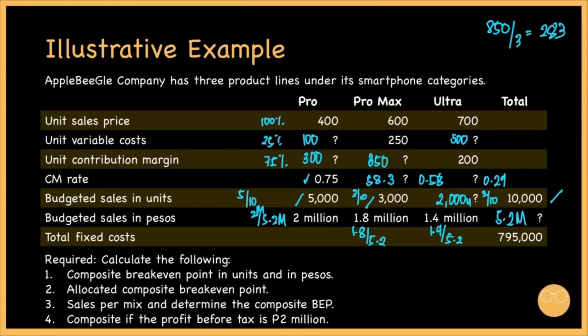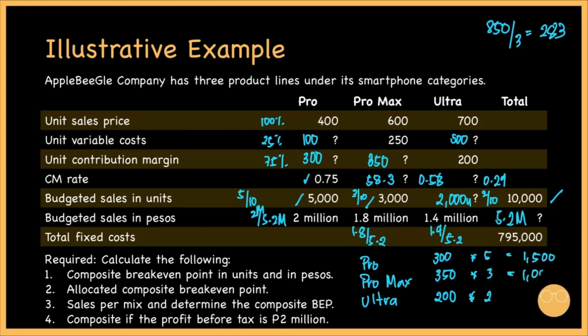Now let's have requirement number three. We have to determine first the composite break-even point. And for us to do this, we have to get first the composite unit contribution margin. The unit contribution margin here is 300, 350 and 200 respectively. Now for the Pro, Pro Max, and Ultra lineup, let's multiply it by 5, by 3, and by 2. So this came from the sales mix ratio in terms of units. That will be 1,500, 1,050, and 400.